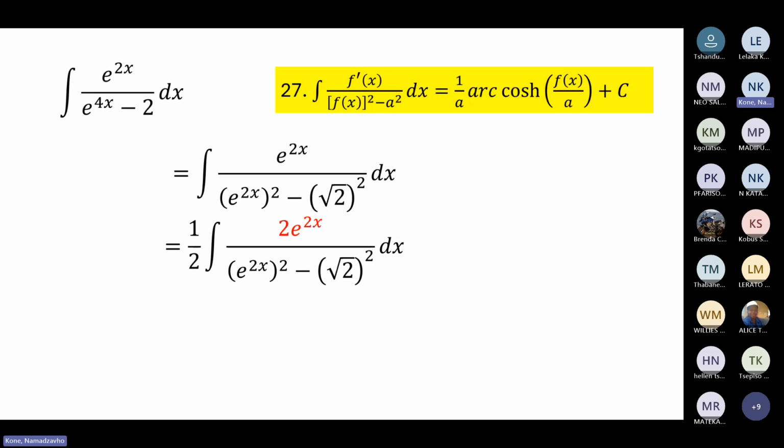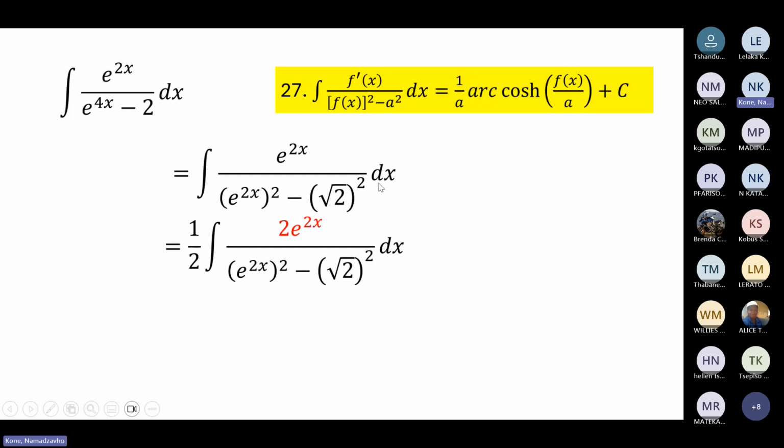Rule number 27 says 1 over a arc cosh. So it looks like, are we on the same track here? Did you say cosh or coth? Or am I the one who has misquoted the rule here? It's coth. Remember here we don't have a square root. Oh, this one has got a square root. Rule 27 has got a square root under.